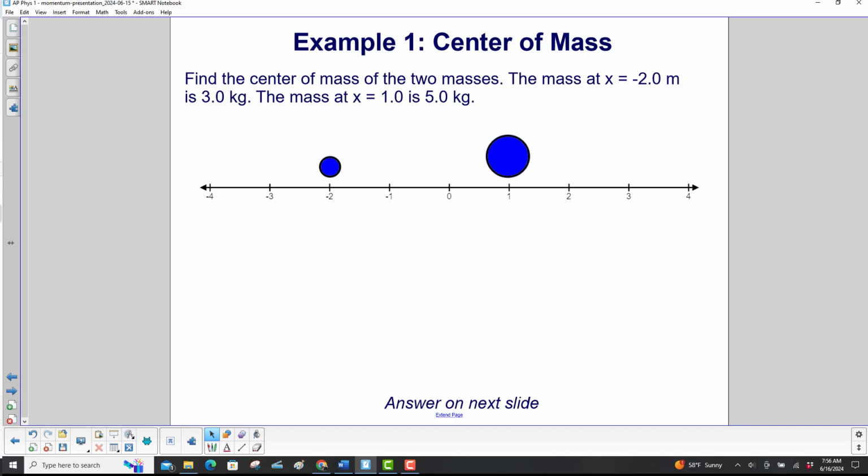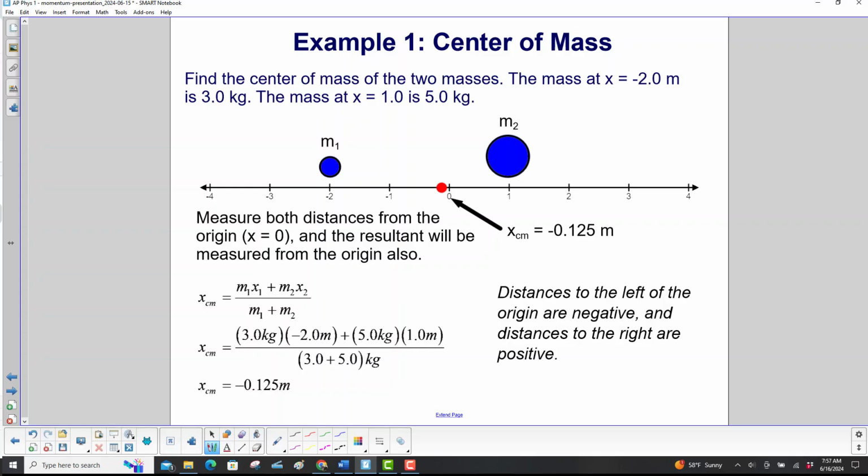Find the center of mass of the two masses. The mass at x equals -2 meters is 3 kilograms. The mass at x equals 1 meter is 5 kilograms. We'll choose our origin as x equals 0, pretty common, and the resultant will be measured from the origin also. So let's label this first mass m1, this is m2.